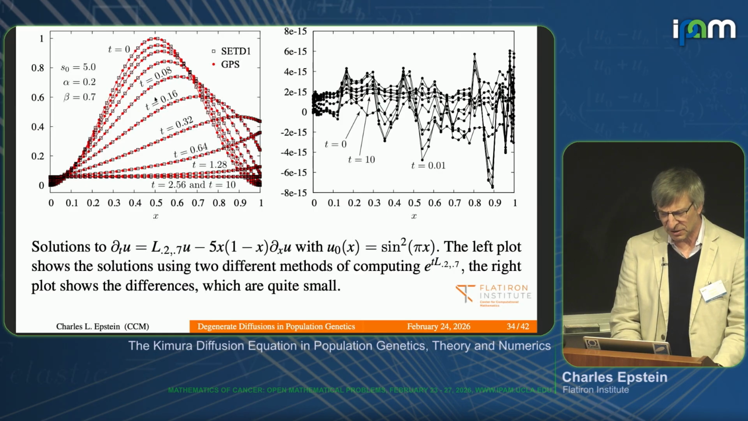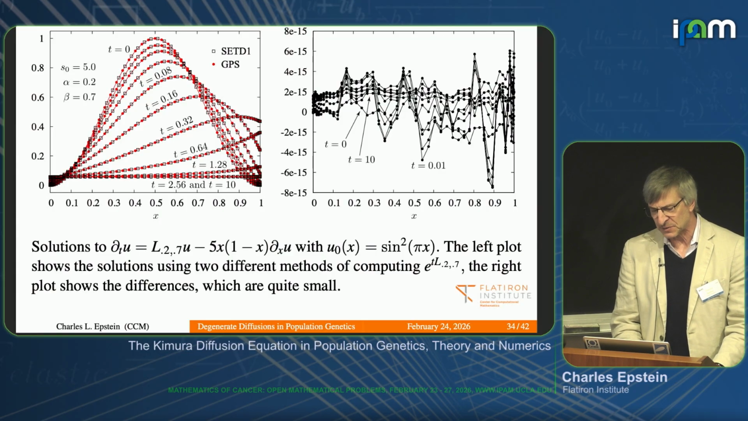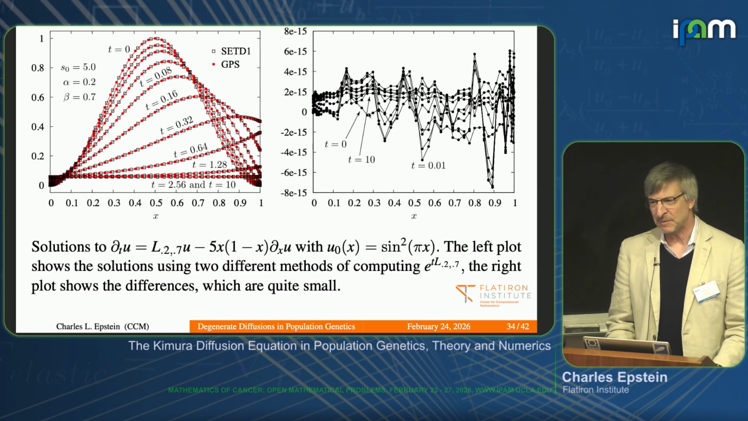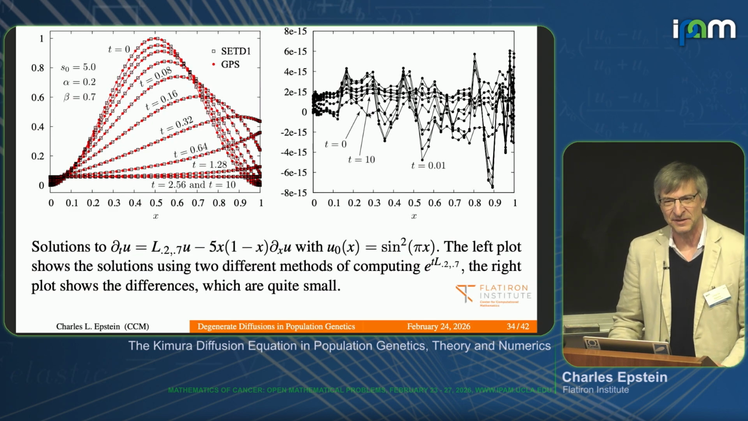We solve from time 0 to time 10. I can't really explain much about these, but if you look here, you'll see the differences between the two solutions are about 10 to the minus 15. So we're really getting the same answer using these two completely different methods.